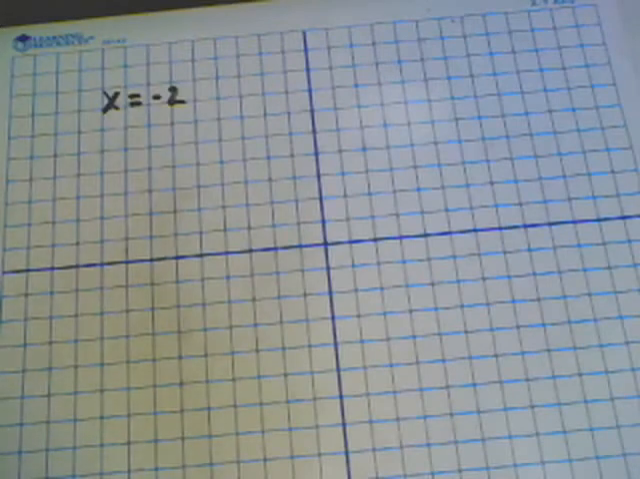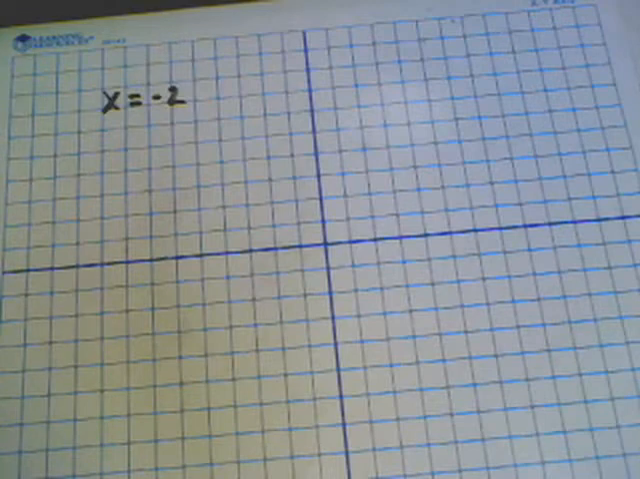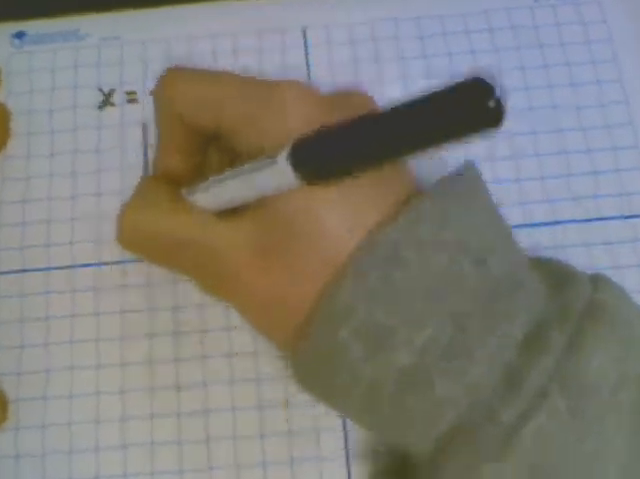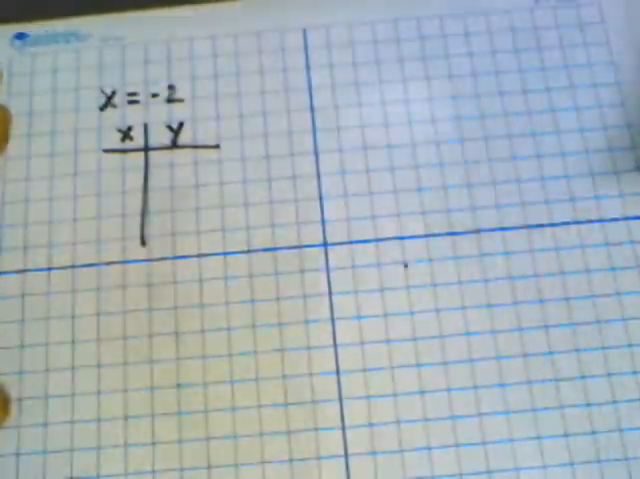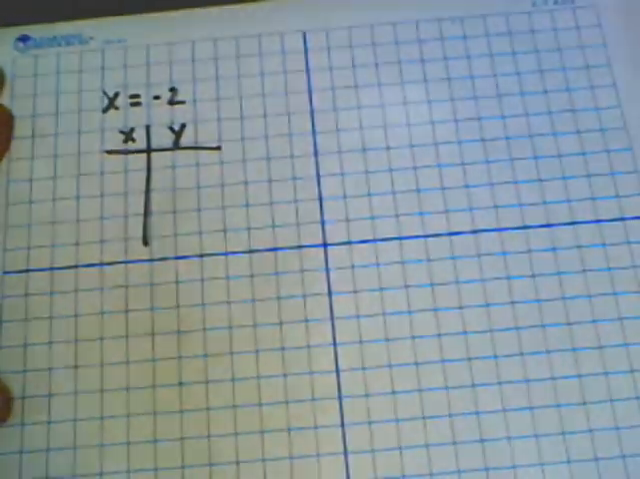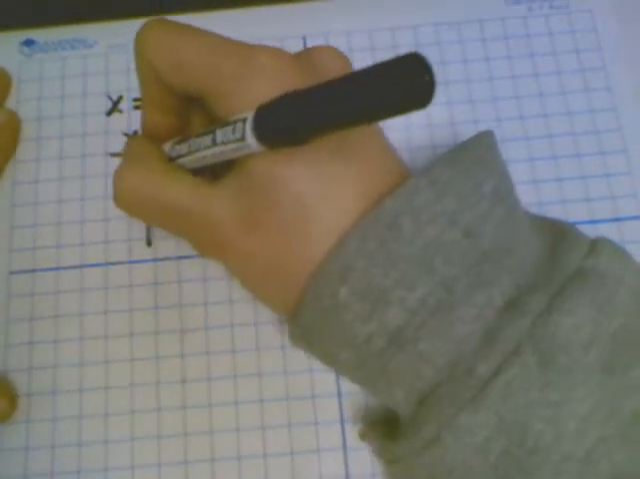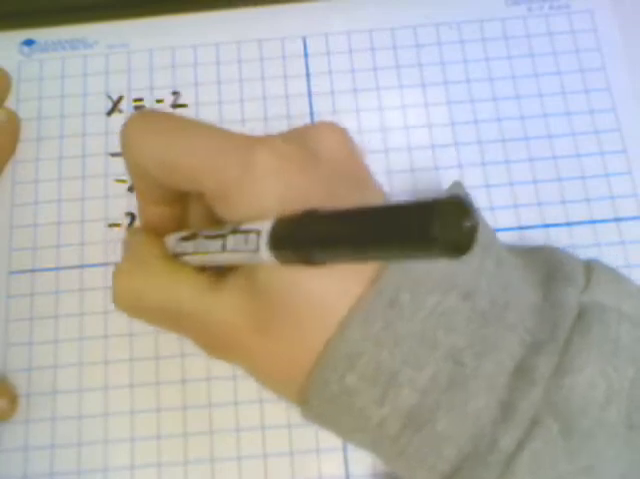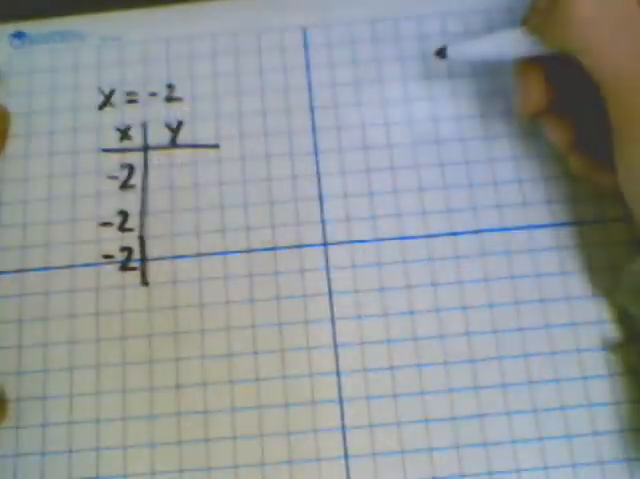To graph the equation x equals -2 on the coordinate grid, I usually want to try to find the intercepts of this equation, but this is difficult because I'm missing a y. I'm going to try another technique, and that is just to create a list of values for x and y and plot them to find my line. The equation x equals -2 means that no matter what I pick, x has to be -2.